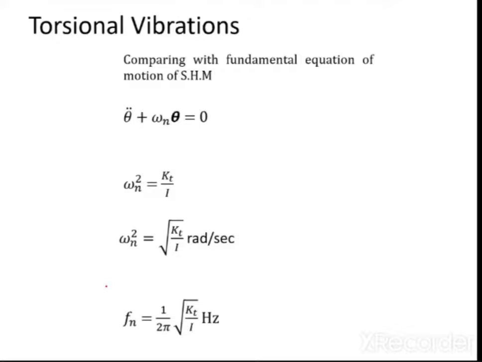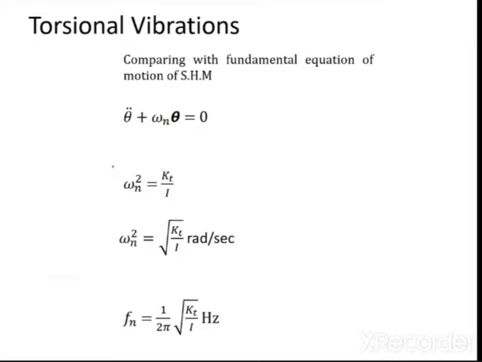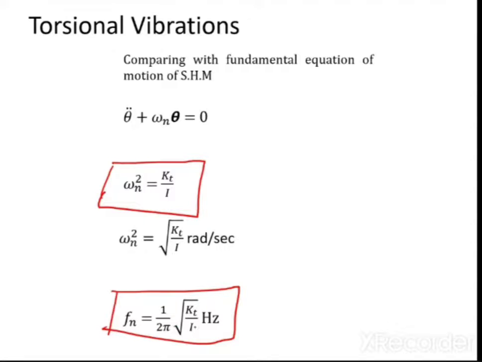Okay. Now comparing with the fundamental equation of motion. What is fundamental equation of motion? X double dot plus omega n square into x is equal to 0. Linear साठी, मग torsional साठी काय येणार? X च्या ऐवजी theta, omega n square constant आणि x च्या ऐवजी theta. Okay. So now comparing both the equations, what you are getting, omega n square is equal to kt upon I. So fn is equal to 1 upon 2 pi square root of kt upon I.